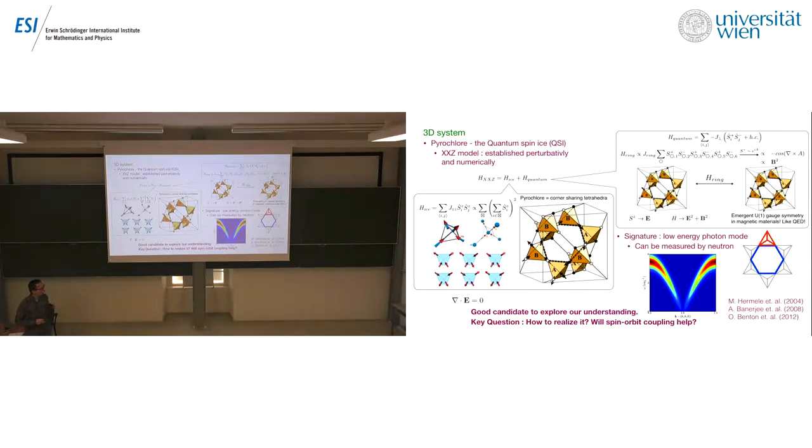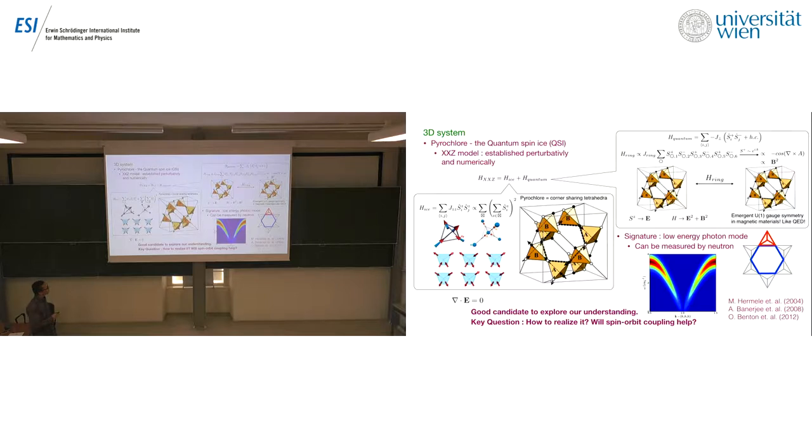of water ice, where the proton is sitting nearby the oxygen for two of the oxygens and further away from the other two oxygens. So the electric dipole is formed in this two-in, two-out form. But in the magnetic system, this electric dipole is replaced by a magnetic dipole. So once we have this Ising term, we know that the ground state is a many-body degenerate state with two-in, two-out configurations. So there are macroscopically many of them.